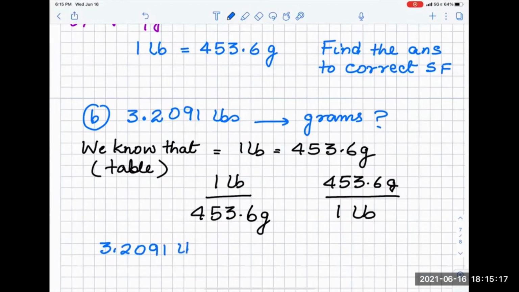Write down the unit. This is given to you, pounds. Now you need to find how many grams that is. So find the grams. Grams goes on the top. Pounds is going to go at the bottom, because that's what you need to cancel out. So you are going to use this conversion factor, because it allows you to cancel out the pounds. So your 1 pound is at the bottom, and put here exactly as it is, 453.6 grams.